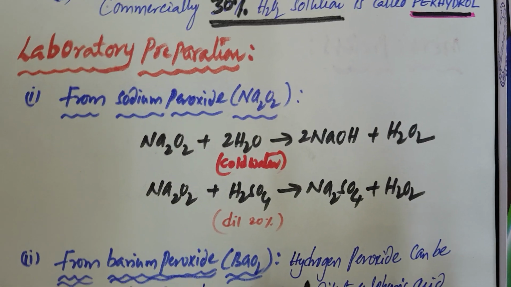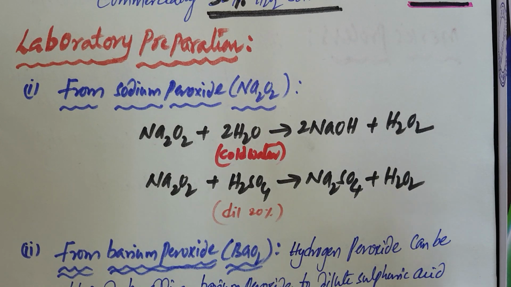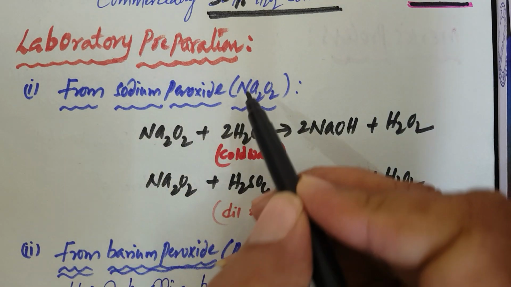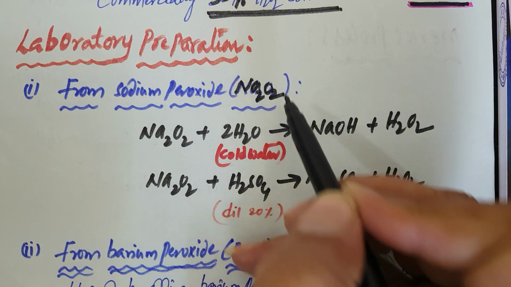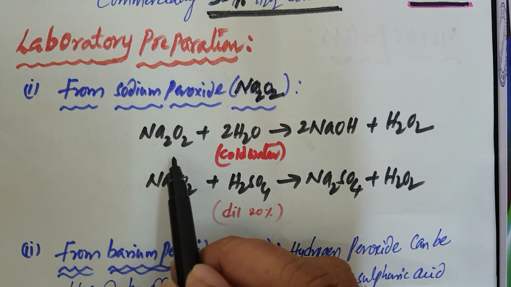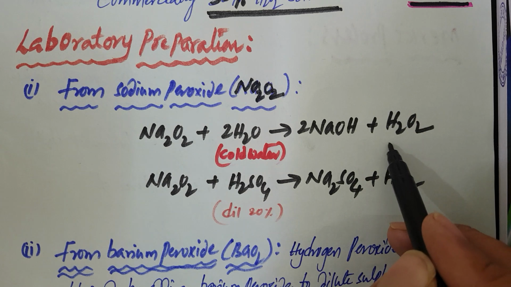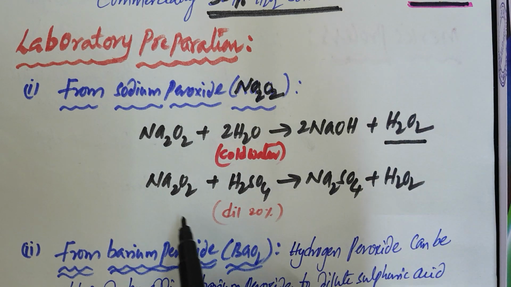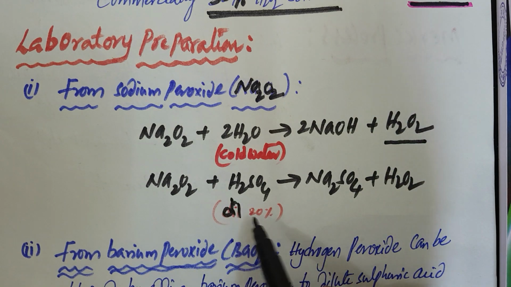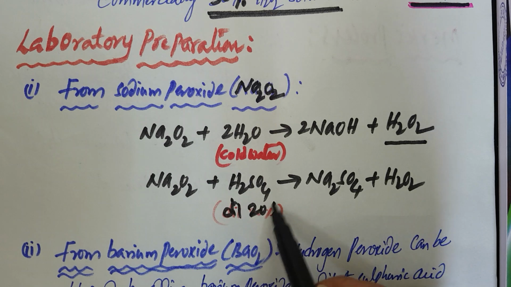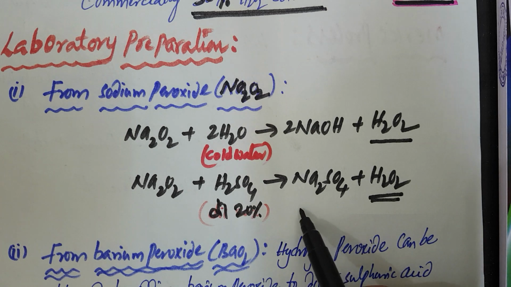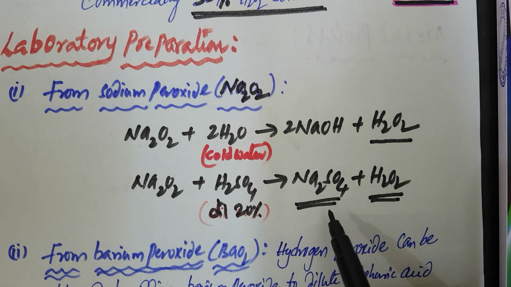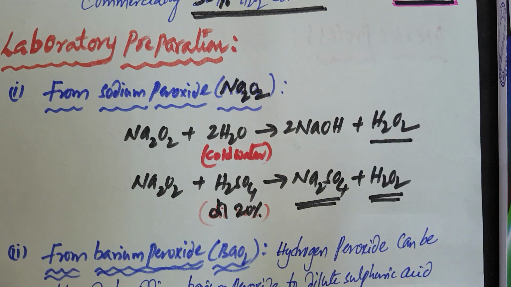Now, preparation of hydrogen peroxide in the laboratory. From sodium peroxide. Formula of sodium peroxide is Na2O2. Sodium peroxide reacts with cold water giving hydrogen peroxide. In a similar way, sodium peroxide reacts with dilute sulfuric acid, that is 20% sulfuric acid, giving hydrogen peroxide, and sodium sulfate is formed. This can be separated by filtration process.